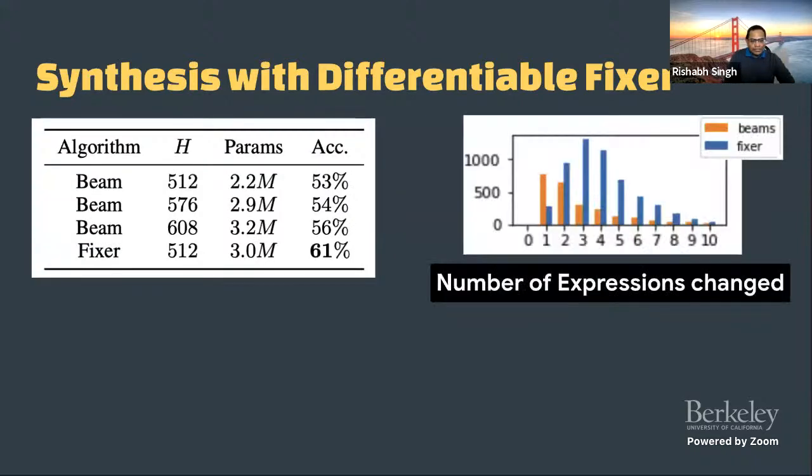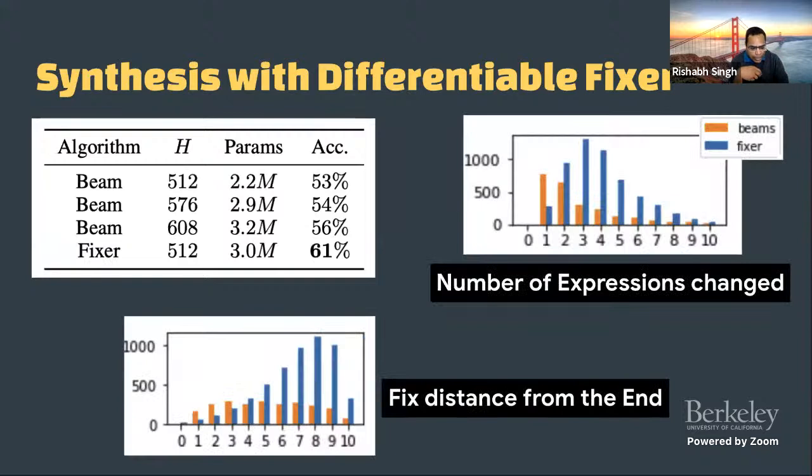And here again, in the experiments, we saw that having this differentiable fixer mechanism allows the model to not only make changes. Typically, beam search would make changes towards the end of the program. But now with the differentiable fixer, we can fix mistakes even in the middle of the program or before, as well as make many more changes to make the program correct, rather than making the small changes that beam search does.